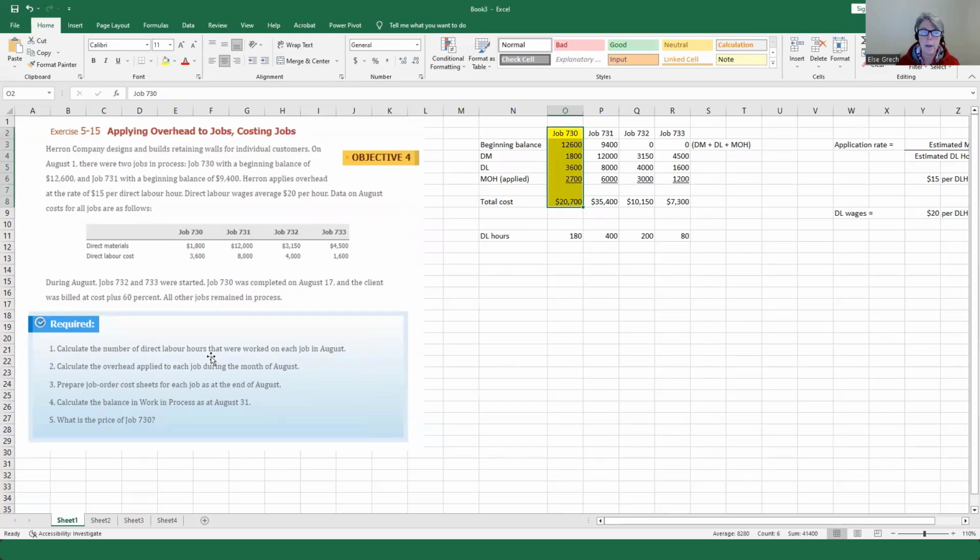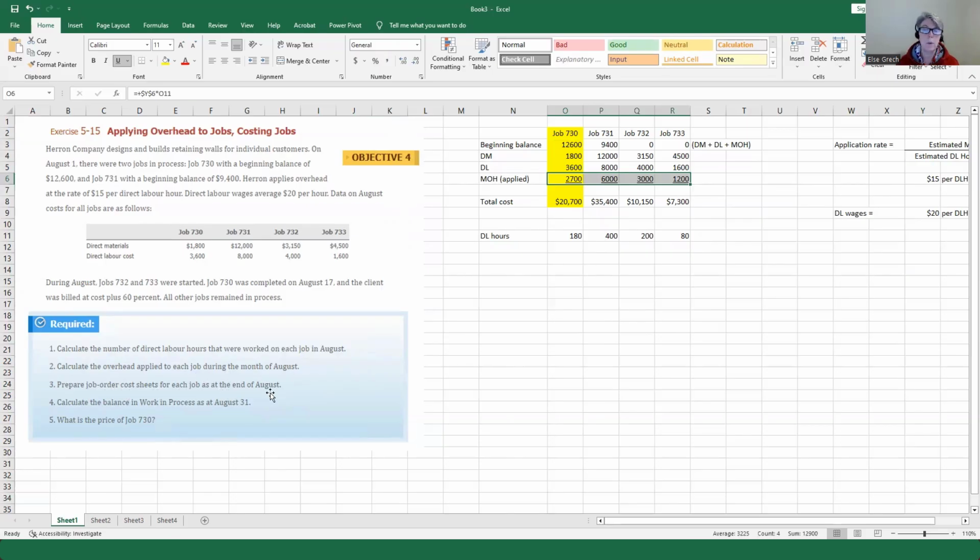Calculate the number of direct labor hours that were worked on each job in August. We did that right here. Calculate the overhead applied to each job during the month of August. We did that. We took the application rate and multiplied it by the number of actual direct labor hours. Prepare job order cost sheets for each job as at the end of August.